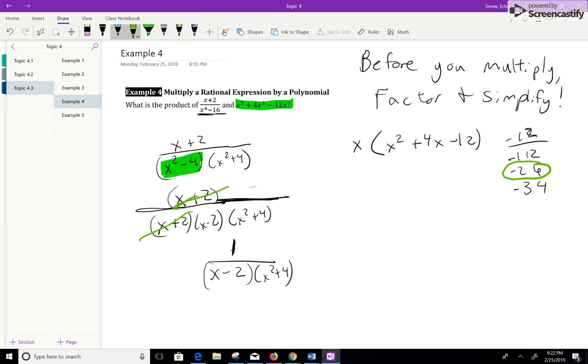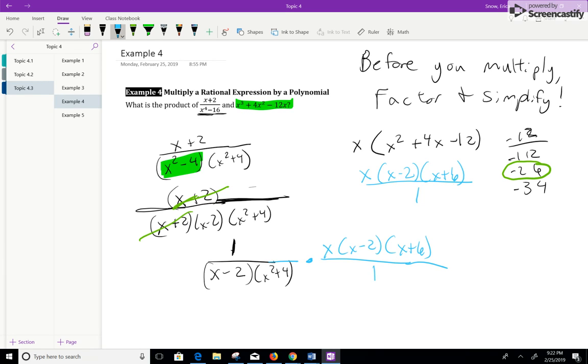So now this polynomial, simplified, is x times x minus 3, or excuse me, x minus 2. I was looking at the wrong thing. x minus 2, x plus 6. Now, when we're multiplying a fraction by a whole number or a whole polynomial, we need to remember to put that polynomial over 1. So we're going to look here. We're going to multiply this by x times x minus 2 times x plus 6.